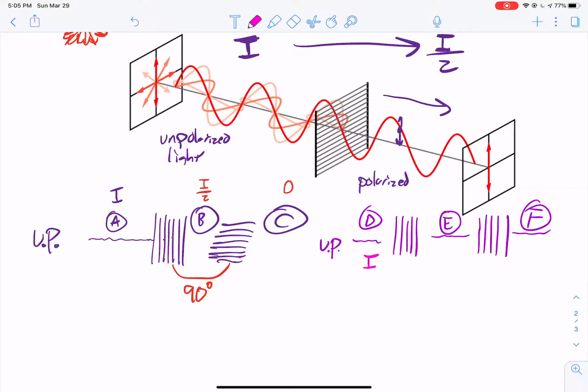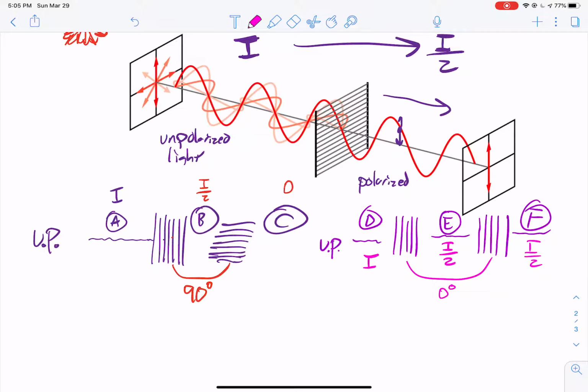All right, so at E, hopefully you said you're going to have I/2. Whenever unpolarized light goes through a polarizer, you're going to have half the intensity left. No diggity, no doubt. At F, well, only vertically polarized light got through the first polarizer, and the second polarizer is only going to let through vertically polarized light, and that's the same light, so you're going to have the same intensity. That second polarizer will not affect anything because the angle between those two polarizers is 0 degrees.